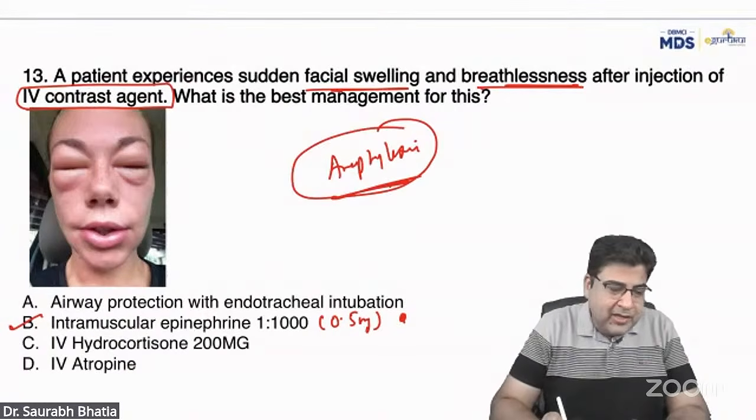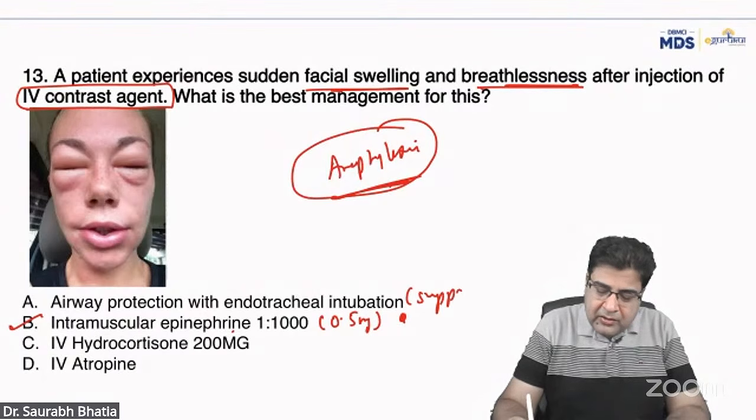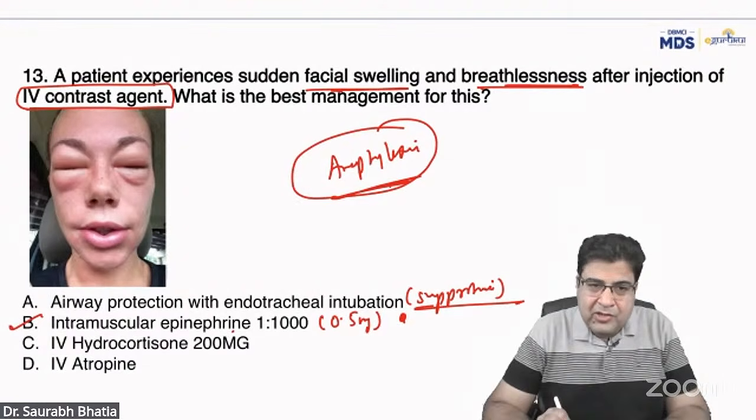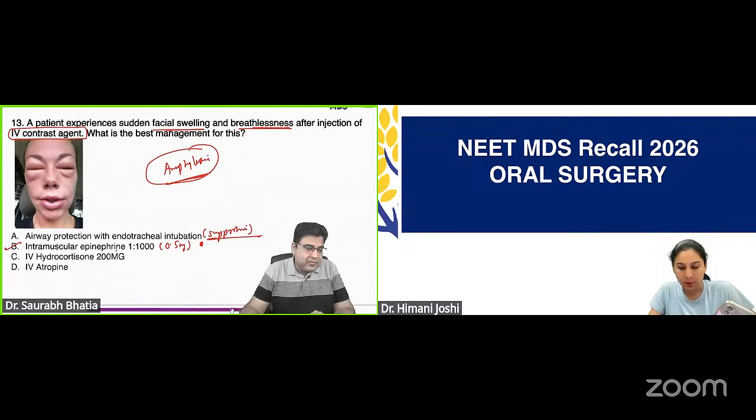Best management is this only. The rest is supportive treatment. Best management is intramuscular epinephrine given to the patient.